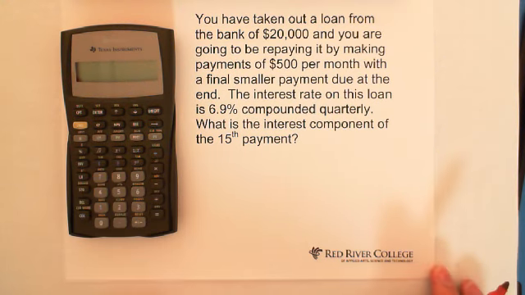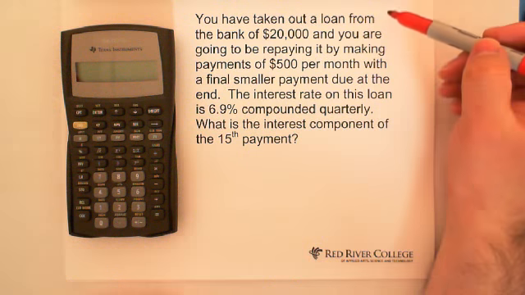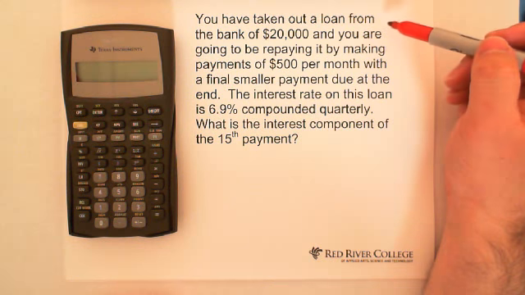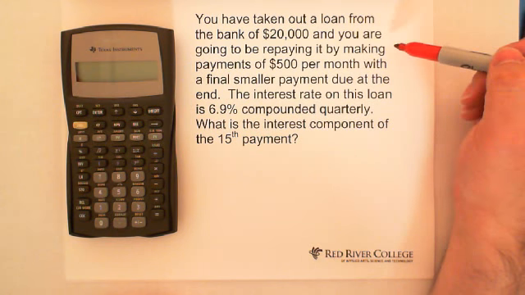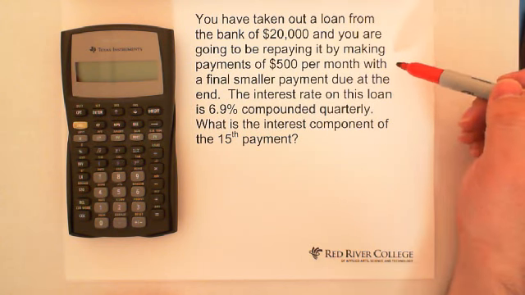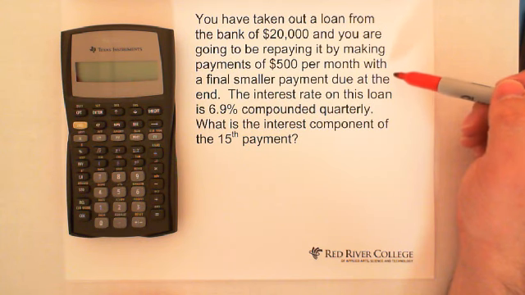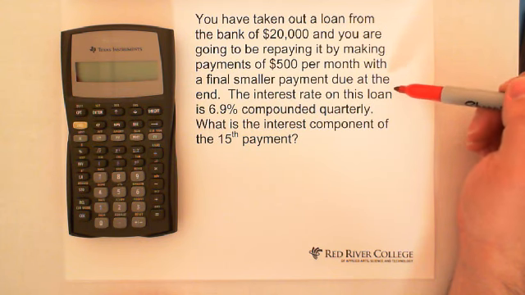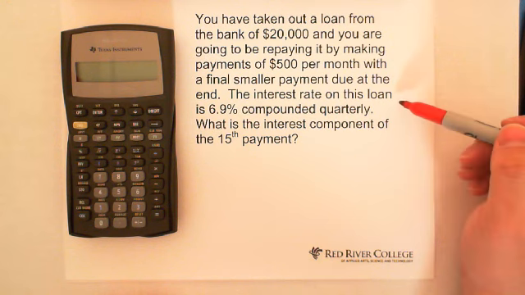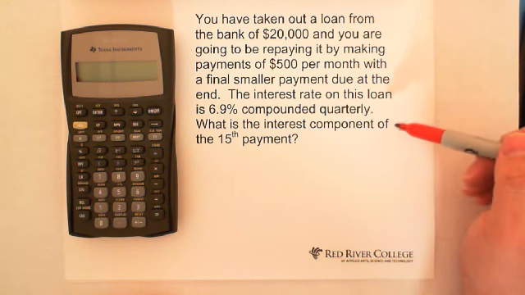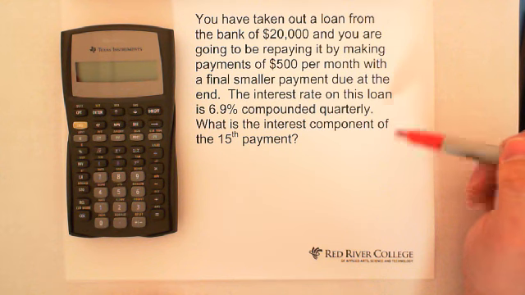Let's just see what's missing from the question. So you have taken out a loan from the bank for $20,000 and you're going to be repaying it by making payments of $500 per month with a final smaller payment due at the end. The interest rate on this loan is 6.9% compounded quarterly. What is the interest component of the 15th payment?